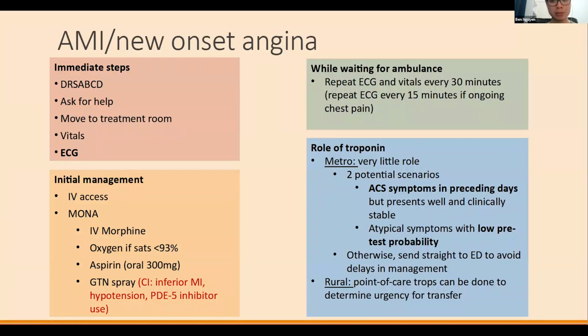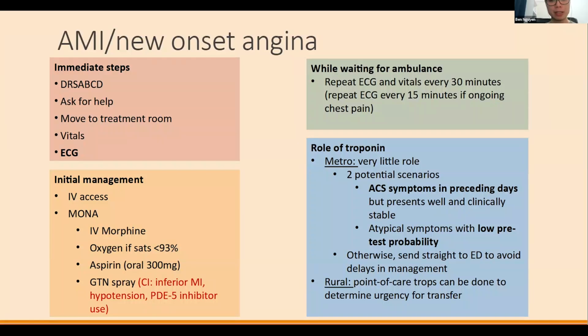There are some potential scenarios where you can do a troponin. So if they have vague symptoms in the preceding days and they come to you and they're asymptomatic, but you're still a bit unsure and you think that they could have had an AMI which is resolving, then you can do a troponin. Or if they have a low pretest probability and you want to cover your bases and rule it out.